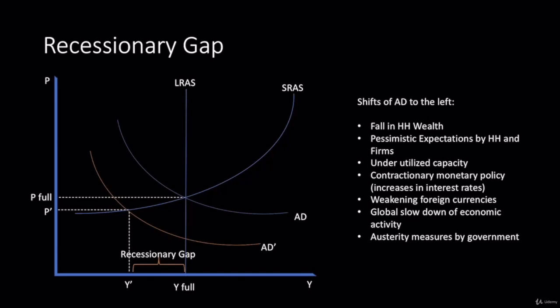And same thing with a global slowdown in economic activity. Think about the coronavirus or SARS or things of the like, or trade wars. And finally, austerity measures by the government, where the government decides to decrease government spending or increase taxes such that they decrease the government deficit.